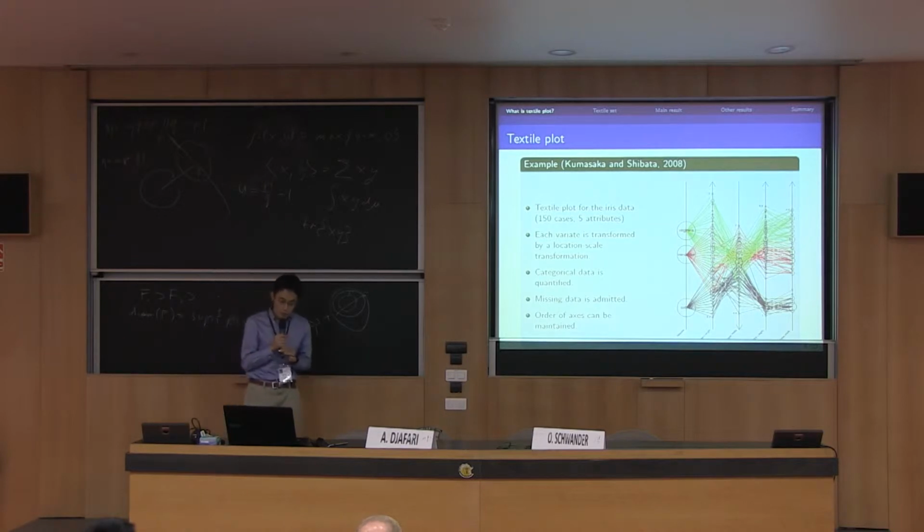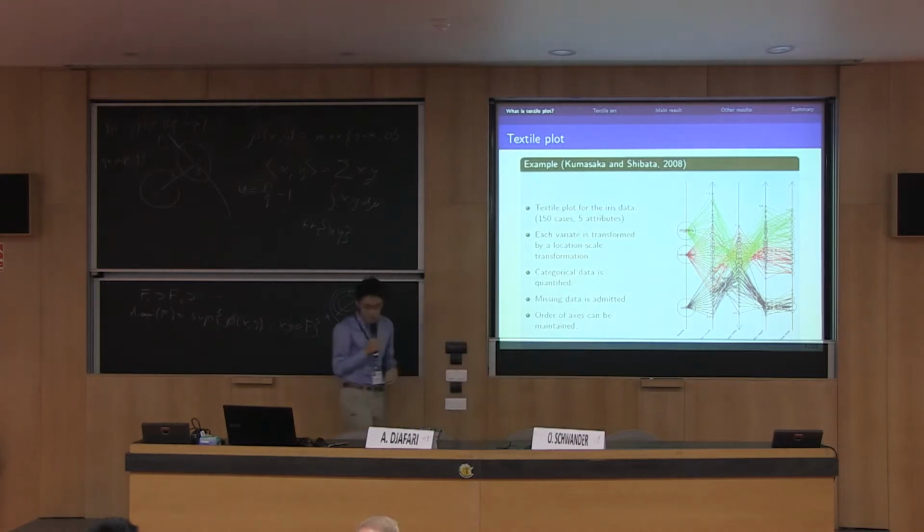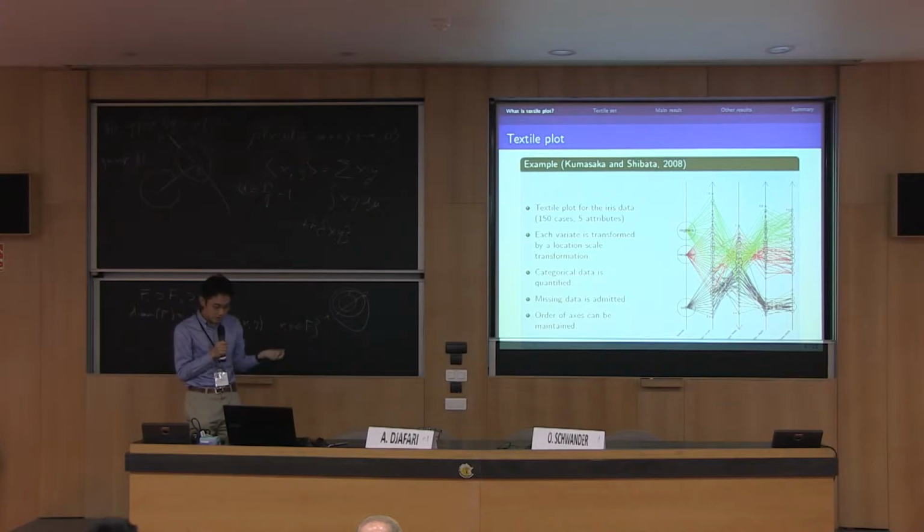And this method, which I will explain in the next slide, allows categorical data. So there are categorical variates here. And missing data is also admitted. And the order of axes can be maintained.